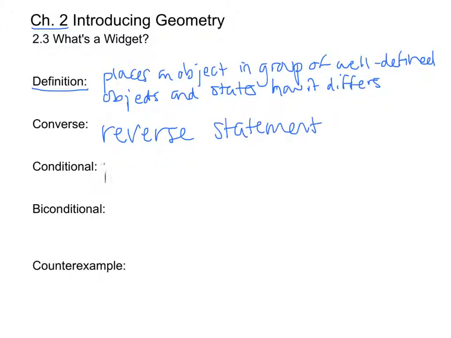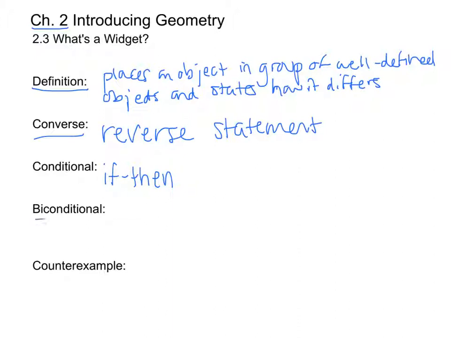The conditional is also called the if-then form, and it's done by putting your definition into an if-then form, such as if a polygon is a pentagon, then it has exactly 5 sides. And so the converse of this would be if a polygon has exactly 5 sides, then it is a pentagon. Another example is, we could say the conditional form, if 2 points are on the same line, then they are collinear. And the converse of that would be, if 2 points are collinear, then they are on the same line.